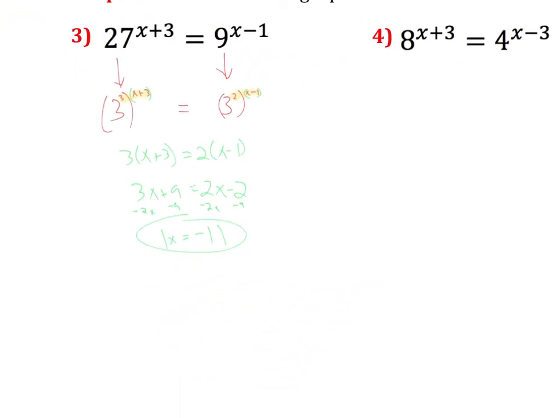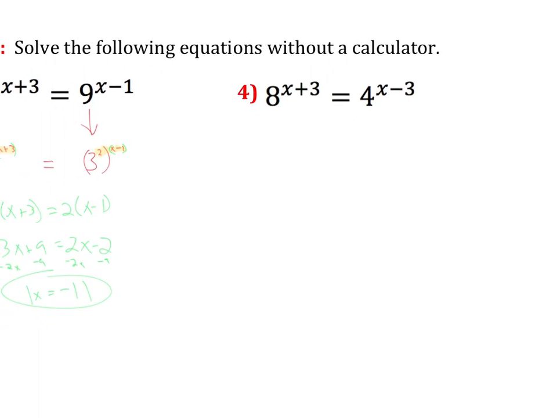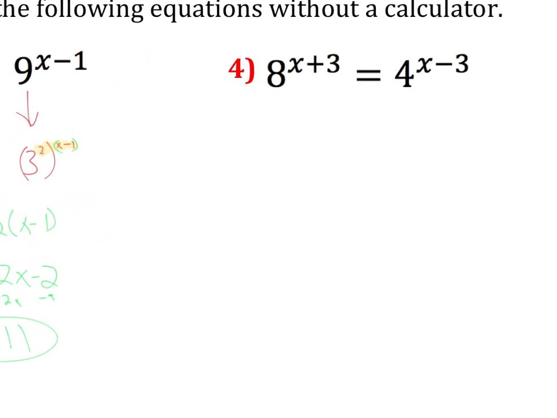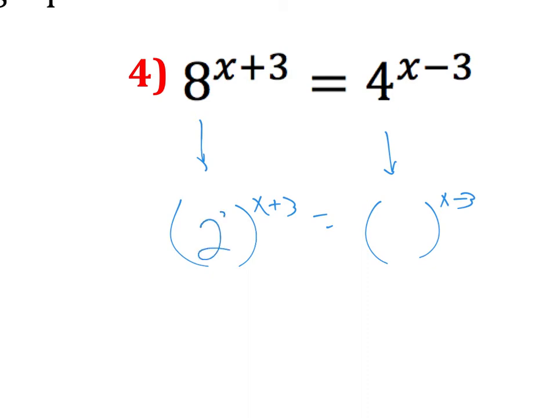Let's try another one there. 8 to the power of x plus 3 equals 4 to the power of x minus 3. Well, just like before, I want these to be written with the same base. I'm trying to think, what do 8 and 4 share in common? Well, they both share a 2. Because 8 is 2 to the third, and 4 is 2 squared, 2 to the second.